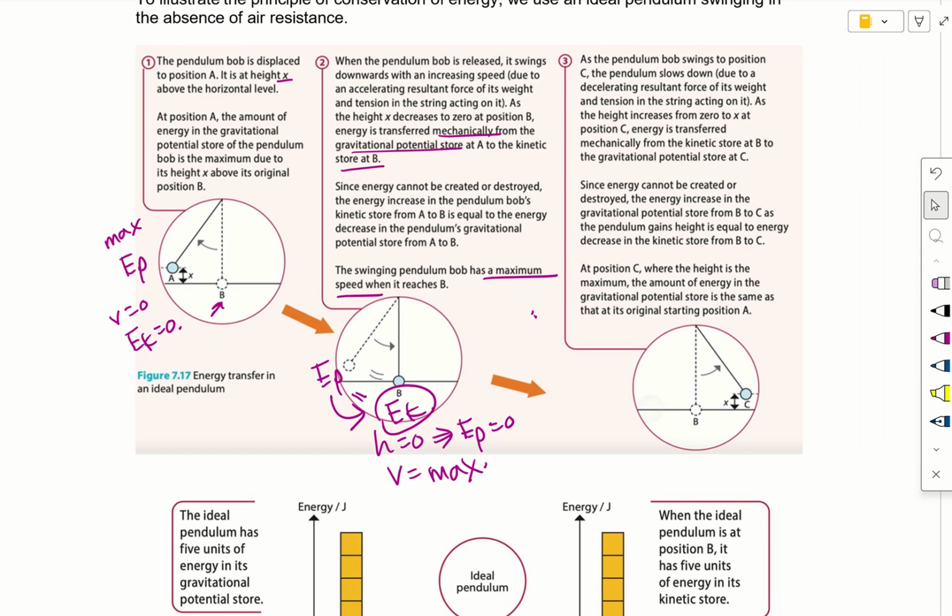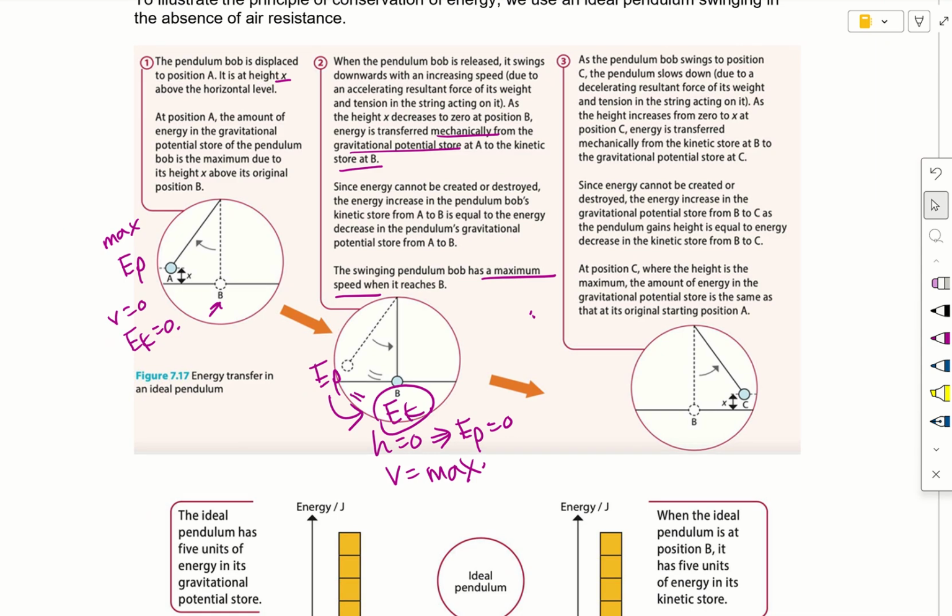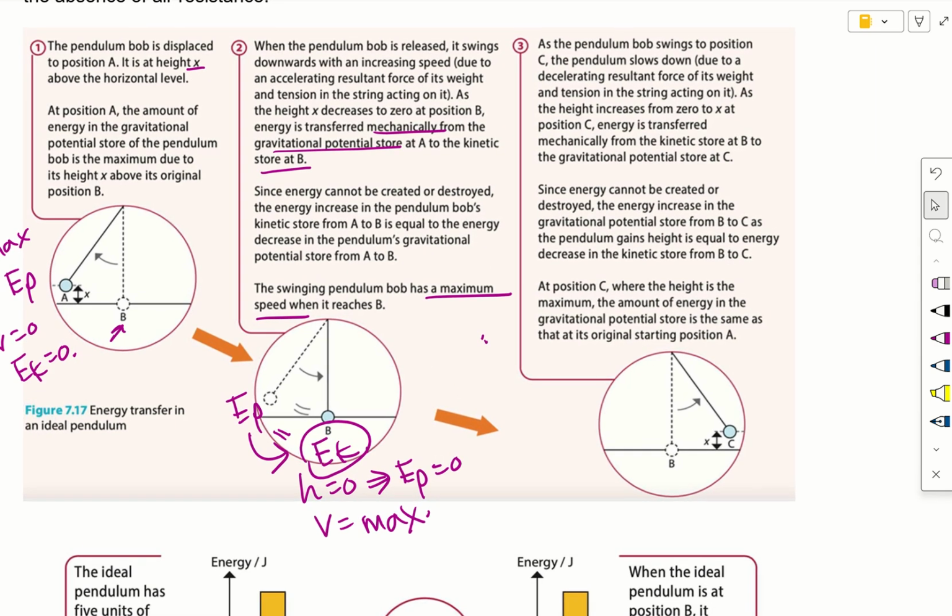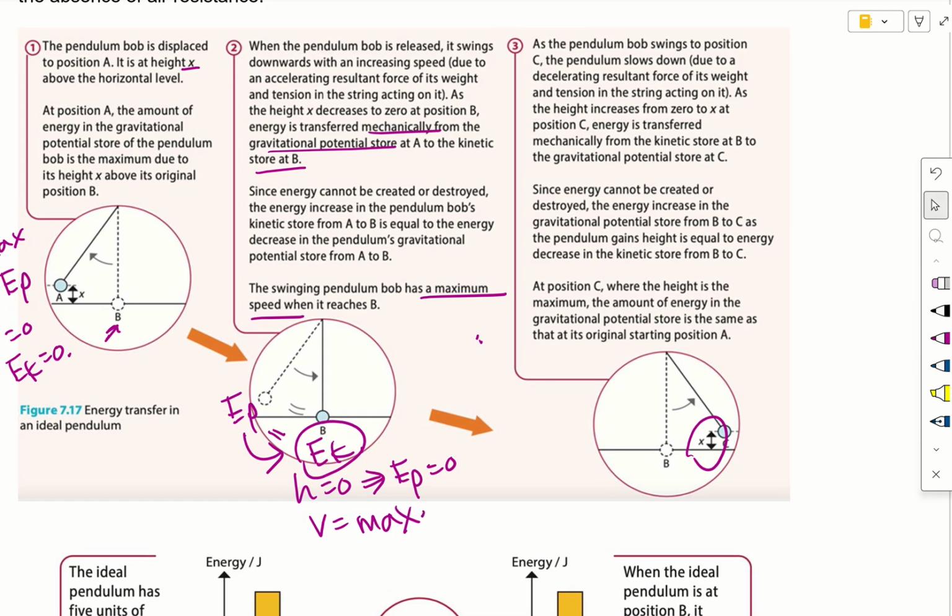Okay, now the pendulum of course won't stop there, it will swing upwards. So it will swing to position C, and because this is an ideal pendulum, it will be displaced to the exact same height as it was initially displaced. So it will go up to this height x.